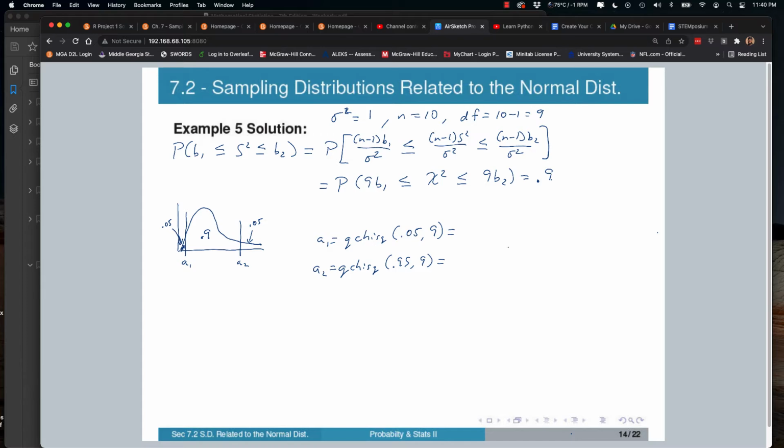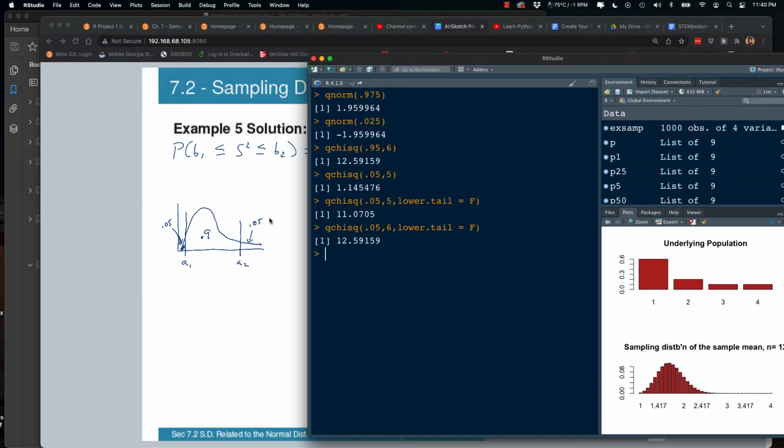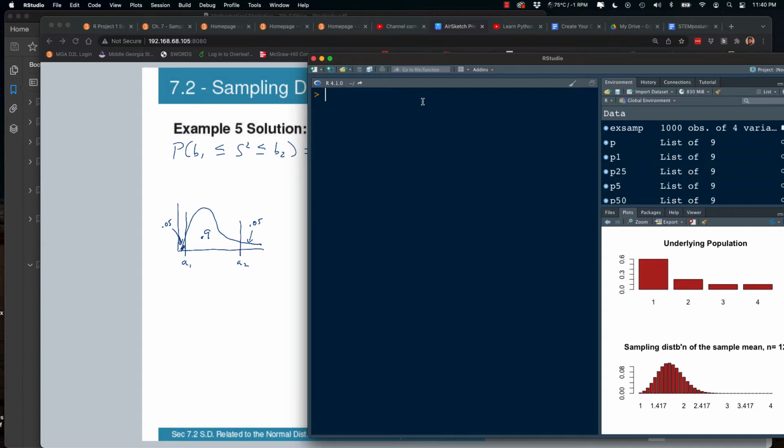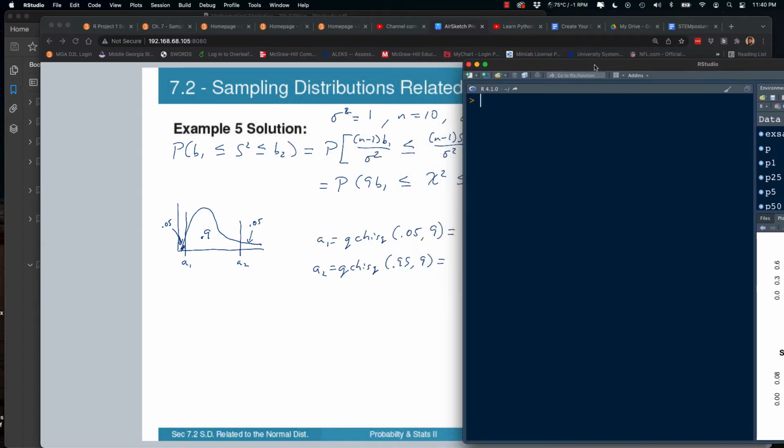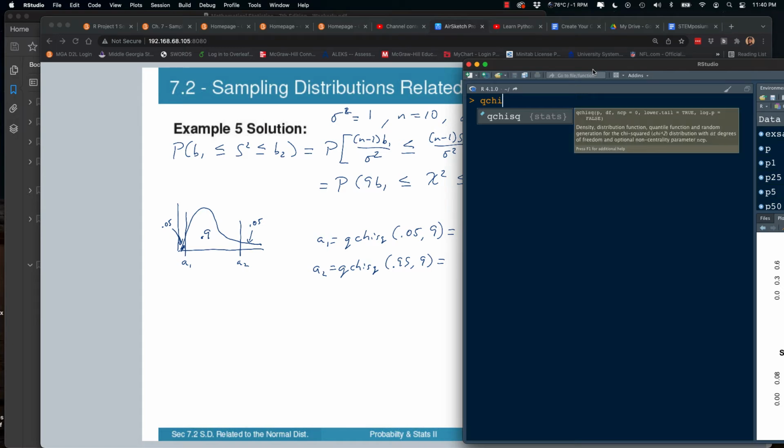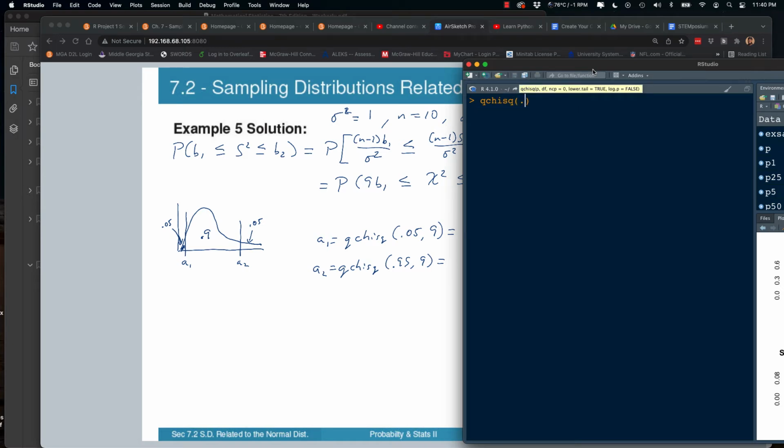But in R real fast, let's do those again. Clear out the stuff I had from last time, and I'm doing q chi square of 0.05, comma 9, and it does indeed give me 3.325. Notice again I plugged in 0.05 because this function finds the values less than or equal to the area we're plugging in, or finds that value that represents the area to the left.